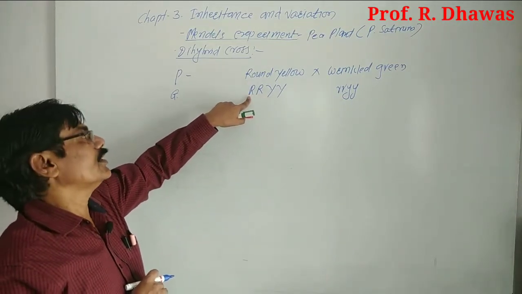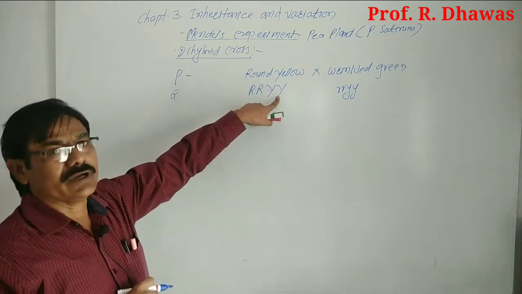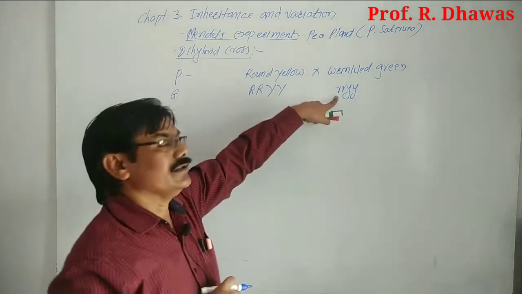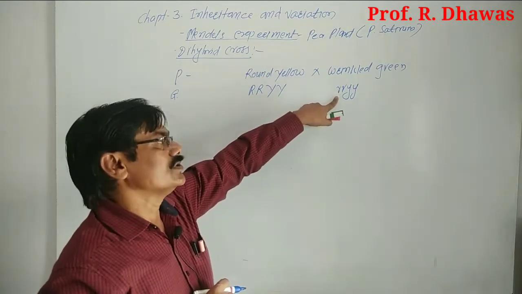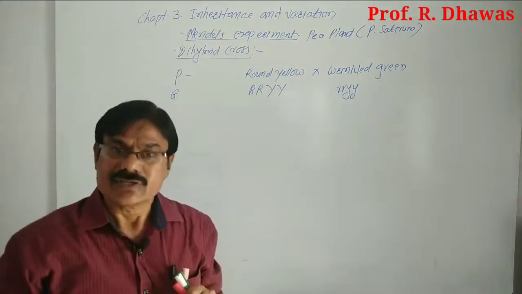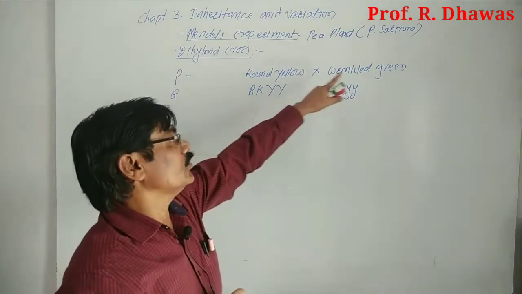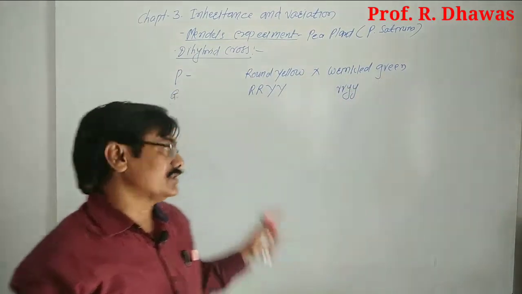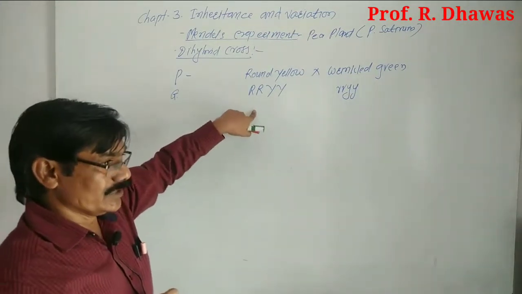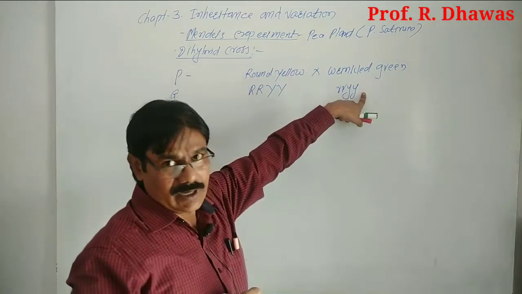Now here we write capital R for round and capital Y for yellow, because one is dominant, and in the recessive one, wrinkled is indicated by small r and green is indicated by small y. We can't write W or G here because it shows dominance and recessiveness. So we write the capital letter from one side and the small letter from the other side.